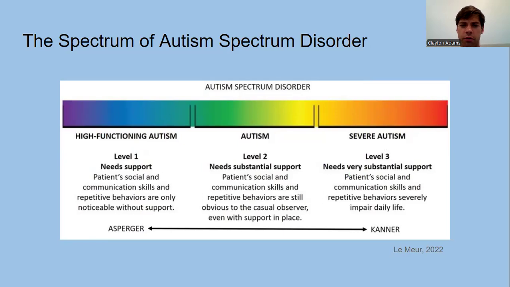As it shifts down, you'll find that repetitive behaviors are still obvious, even with support, and communication skills continue to deteriorate, leading into severe autism, where the person needs daily support, maybe because of loss of motor control, and is in need of physical assistance as well. Some are nonverbal and do not communicate at all. So it's this wide spectrum that you have to consider when looking at autism.